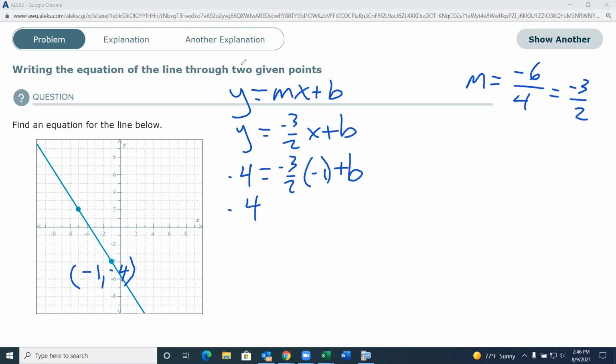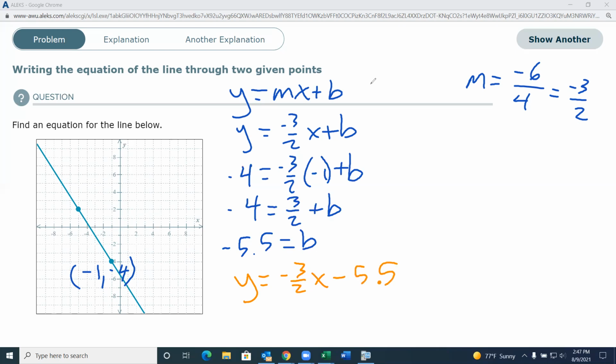All right, so we've got positive 3/2 there. And if we subtract 3/2 from both sides, that'll give us negative 2.5. No, that's not right. Negative 5.5. Which is what we thought it was down there. And therefore, we're going to get y equals negative 3/2 x. We know that's the slope. And then minus 5.5, because we know that is the y-intercept. And it gives us exactly what we expected upon looking at the graph.